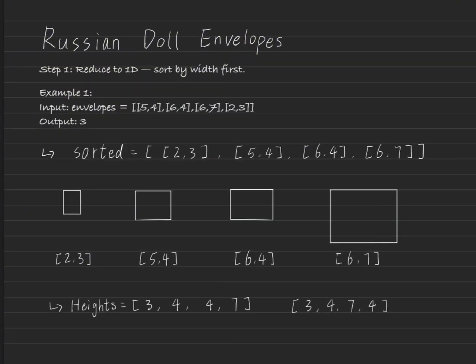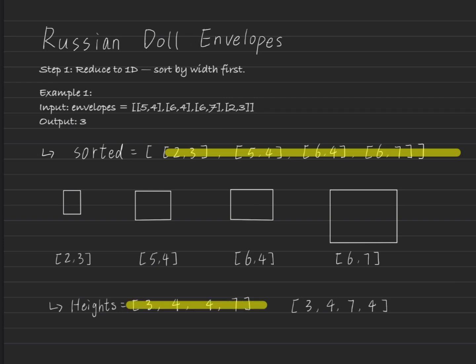A natural first step is to reduce the 2D problem to 1D. We can do that by sorting by the widths first. Looking at the example from the previous slide, after sorting by the first element, we get the sorted list [2,3], [5,4], [6,4], and [6,7]. Now we're guaranteed that the widths are increasing. The next step is to make sure that the heights are increasing too. In other words, we want to find the longest strictly increasing subsequence in the heights array.